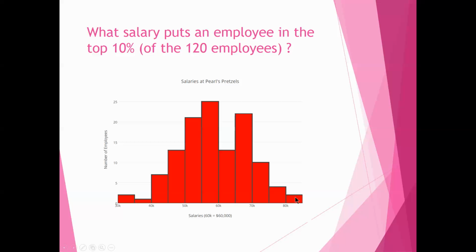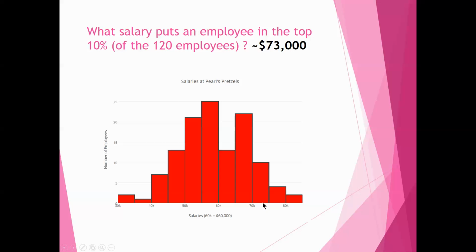Well, let's see. It looks like we have maybe 2 employees up here at more than 80,000, maybe 4 between 75,000 and 80,000. So these two are 6. On the other hand, this one is 10. That would be 16 employees, and 10% of 120 is 12. So we're looking somewhere between 70 and 75,000. So we might estimate that top 10% as being 73,000.